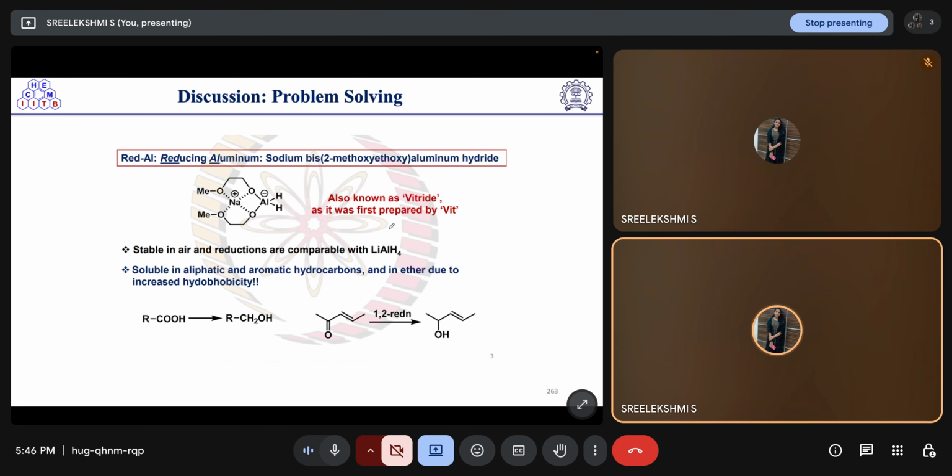Then another reducing reagent is red aluminium, that is sodium bis(2-methoxyethoxy)aluminium hydride, which is also known as Vitride because it was first prepared by Wit. It is stable in air and reductions are comparable with LAH. It is soluble in aromatic and aliphatic hydrocarbons and in ether due to increased hydrophobicity.